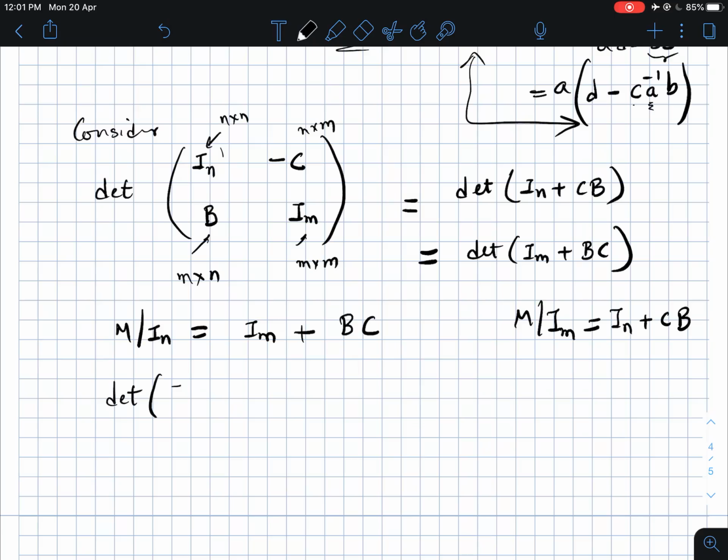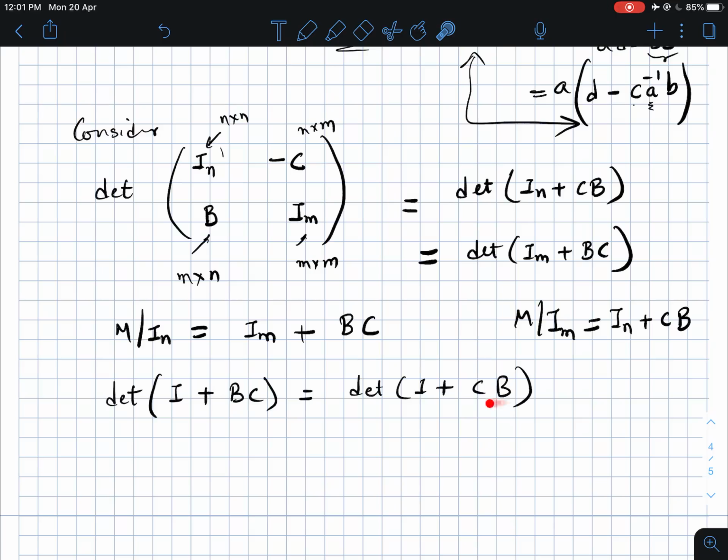This gives you a very powerful result. It tells you the determinant of identity plus a product of two matrices is the same as the determinant of identity plus the reverse product. It's very interesting because B and C, remember here, don't have to be square matrices, right? This is n cross m in fact. This is m cross n.